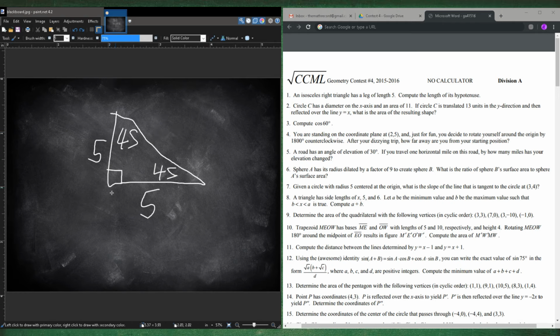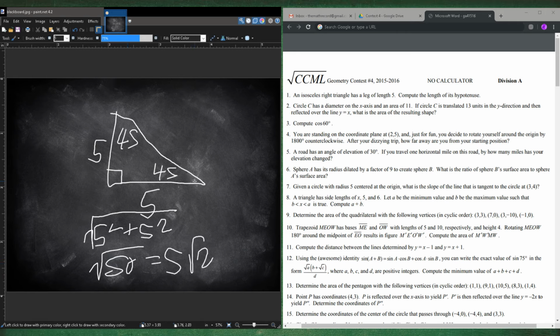But you can also just use the Pythagorean theorem: the square root of 5 squared plus 5 squared gets the hypotenuse, which is 25 plus 25, which is 50. And the square root of 50 is the square root of 25 times the square root of 2, which is 5 square root 2. The answer is 5 square root 2. It's basically just that simple.